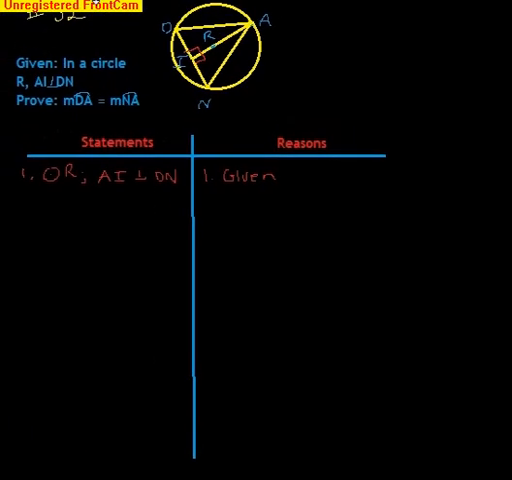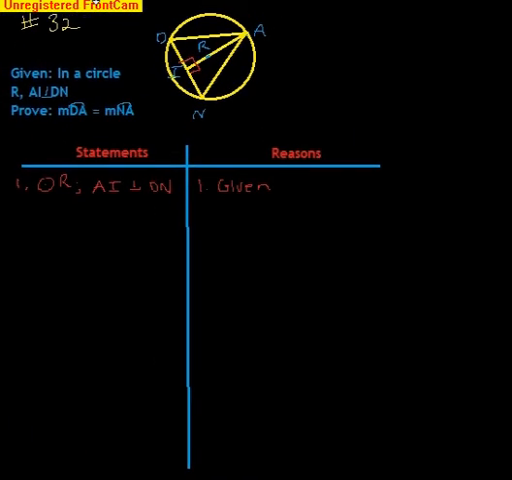Here we go. This is number 32. It gives you this picture right here, and it says given in a circle, R is the center, AI is perpendicular to DN. So I'm going to try to write this all in. I'm going to do my best to get this done here for you.